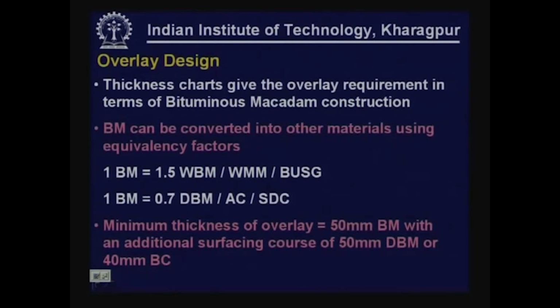Alternately, if you are trying to replace BM in terms of DBM, AC or BC bituminous concrete or semi-dense concrete, equivalency is 1 BM is equal to 0.7 DBM, AC or SDC. Minimum thickness of overlay that has to be provided irrespective of all the calculation that we get is 50 millimeters BM with an additional surfacing course of 50 mm DBM or 40 mm BC.